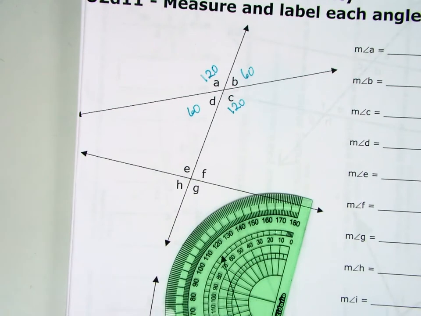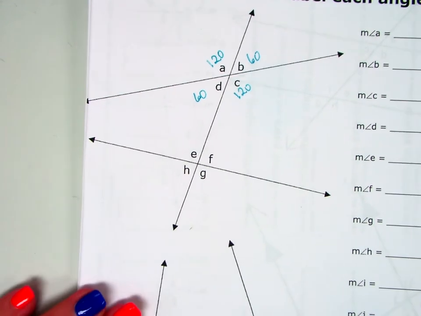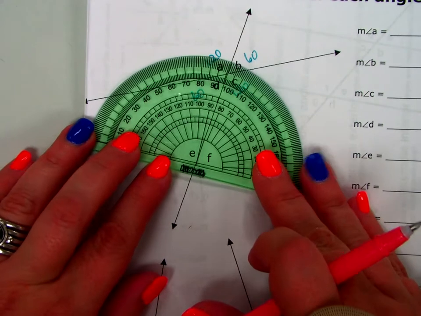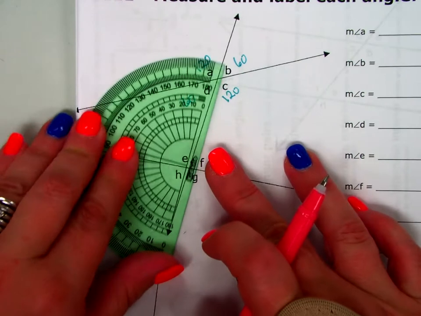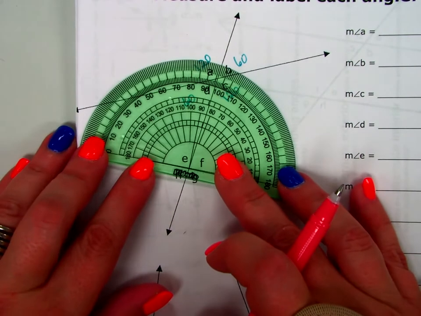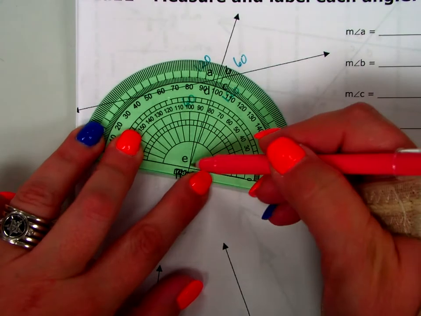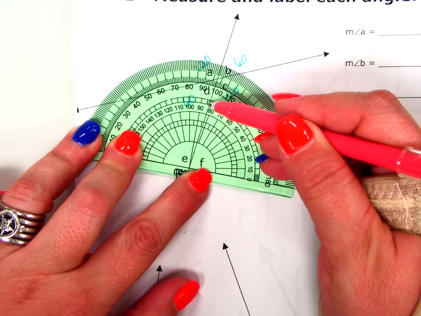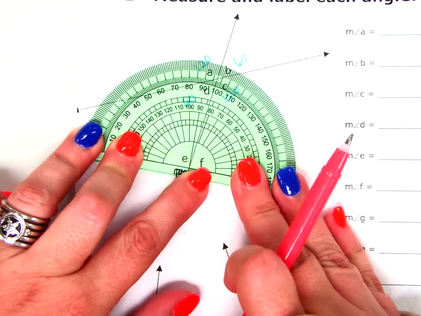Let's do the other intersection. My other intersection, which angle do you want me to measure? E, F, G, or H? E. So if I want to measure E, I can either line up here, or I can line up here. Either way, it doesn't matter. But let's say I line up here, just like so. Okay, and so when it comes out, it's going to hit between 80 and 85, and then up here between 95 and 100.